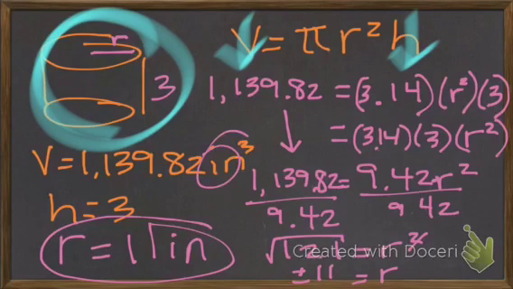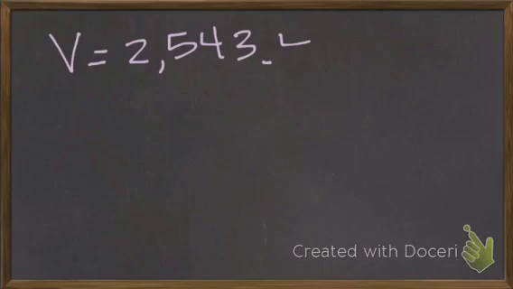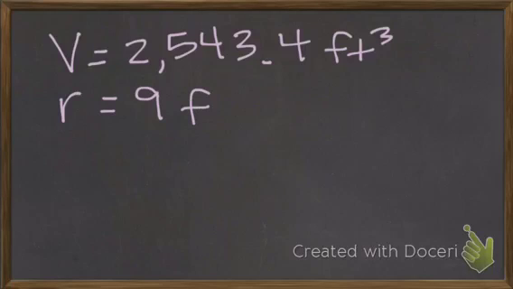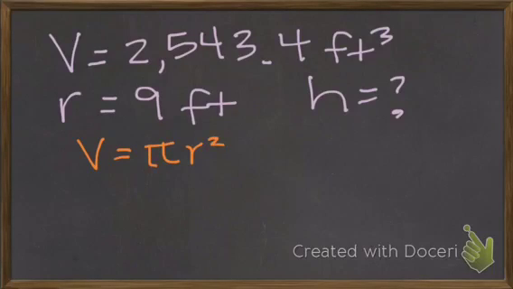In this next example, you're going to solve for the height. And I'm just going to tell you words here. I'm not going to give you any picture. I'm just going to tell you the volume is 2,543 and 4/10. Let's go feet cubed. And the radius is 9 feet. And my question is, what is the height? Okay, I'm thinking, how do I start this? I've got to get my tools, my recipe card. Volume equals pi r squared h.